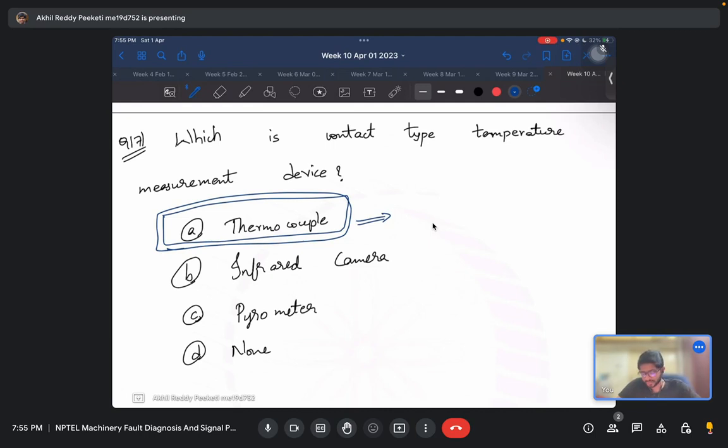Because of the temperature, it can actually generate an electric signal, and that electric signal, or the voltage, depends on the temperature. So thermocouple is the contact type temperature measurement device. In infrared camera, there is no contact with the object, and in the pyrometer also there is no contact. So only thermocouple is the contact type temperature measurement device.